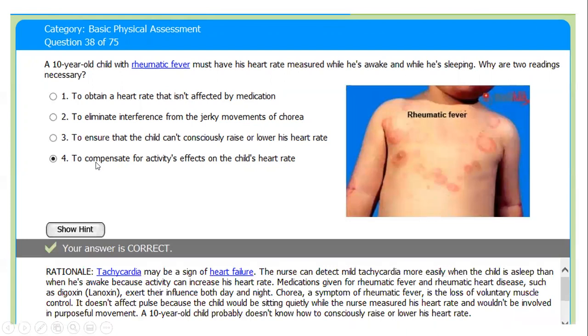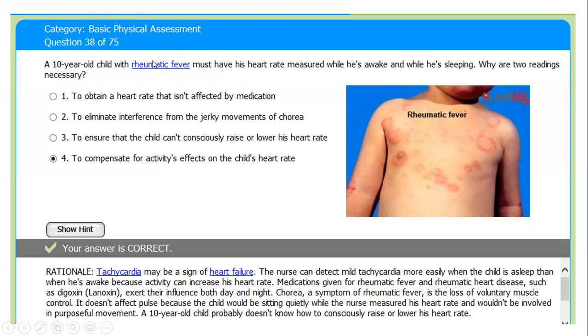The correct answer: the heart rate compensates during sleeping and during awake or activity when it is more. So my patient has rheumatic fever.